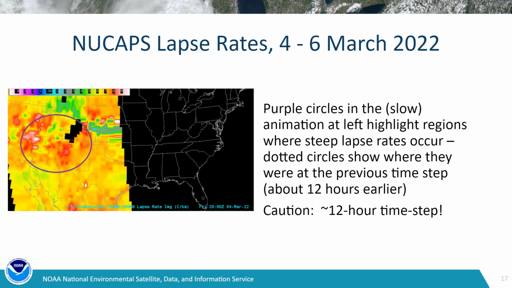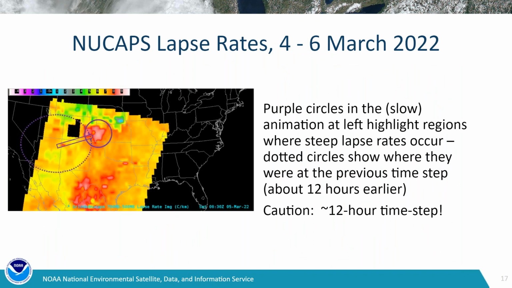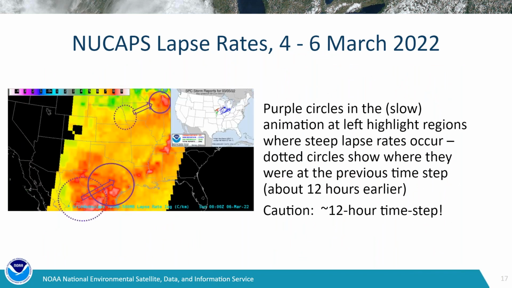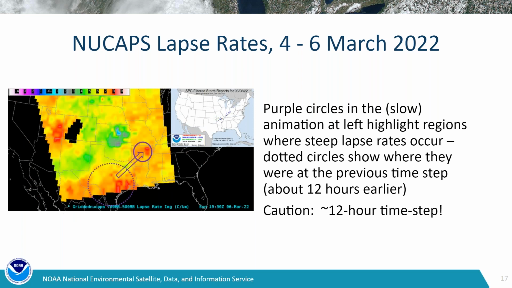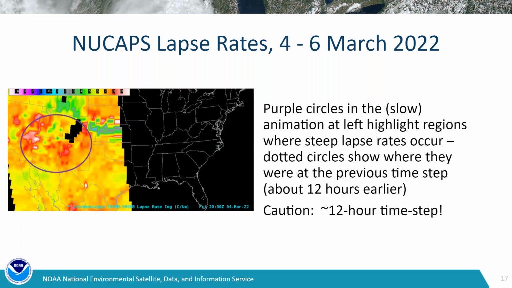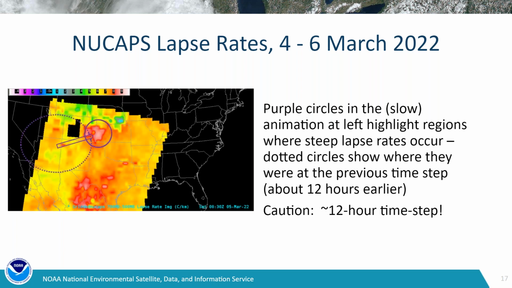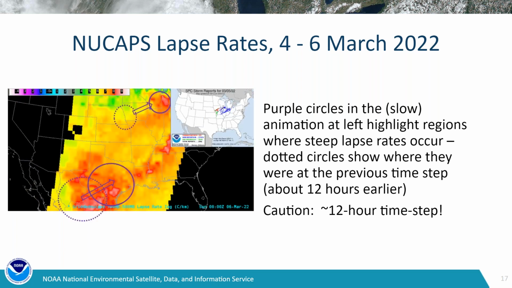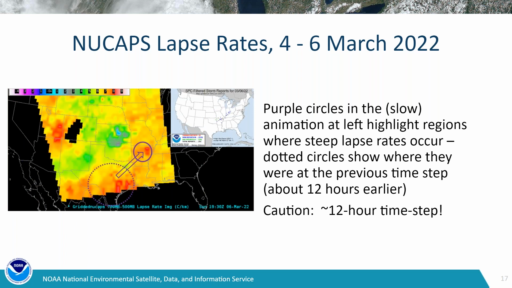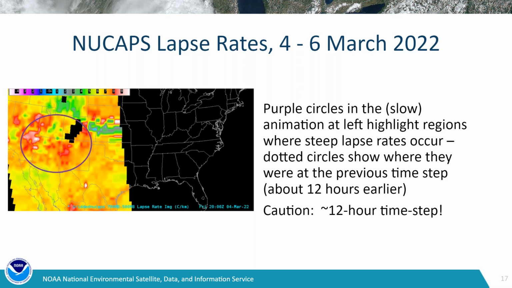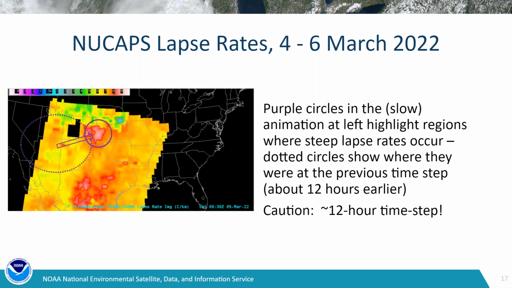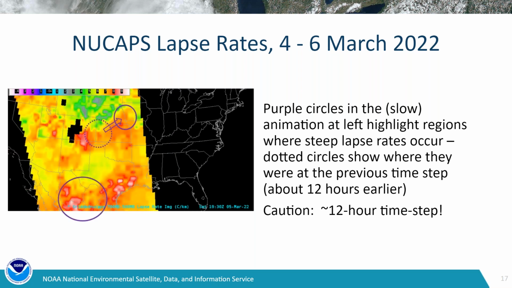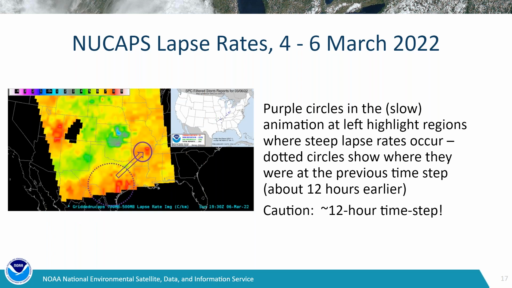So this is the new CAPS lapse rates animation from 4 to 6 March, and you can actually see the red temperatures there across the Central Rockies advecting northeastward with time, and then further to the south across the Mexican Plateau, Southwest Texas, Deep South Texas, etc. You can actually see those warm temperatures start to advect northeast across the Deep South with time.